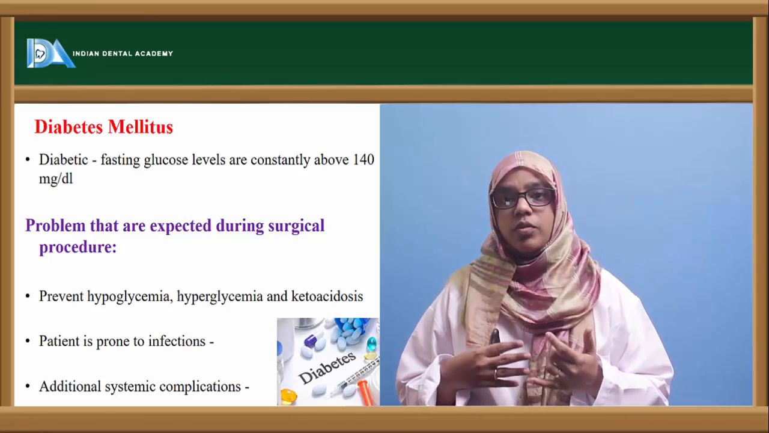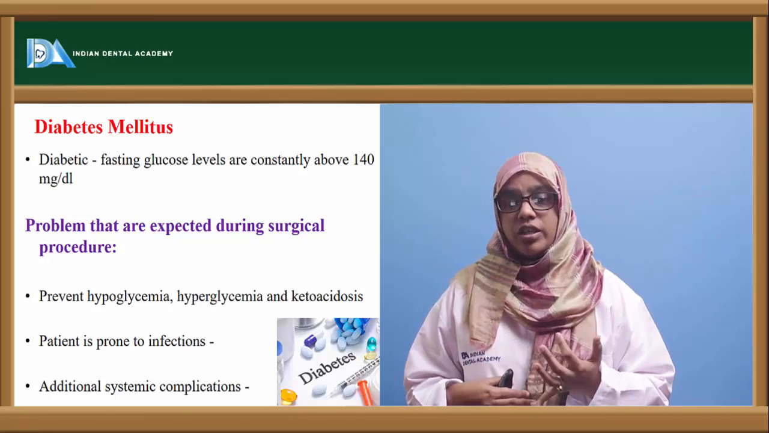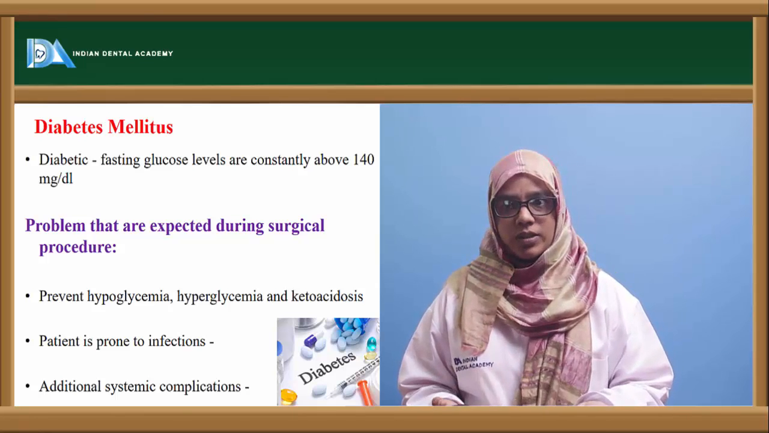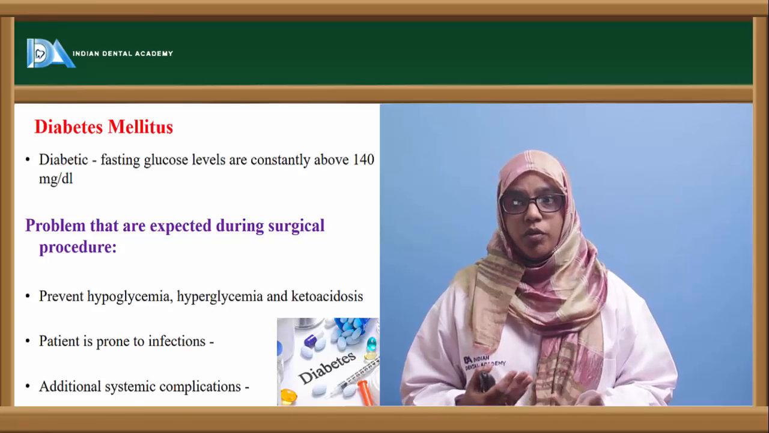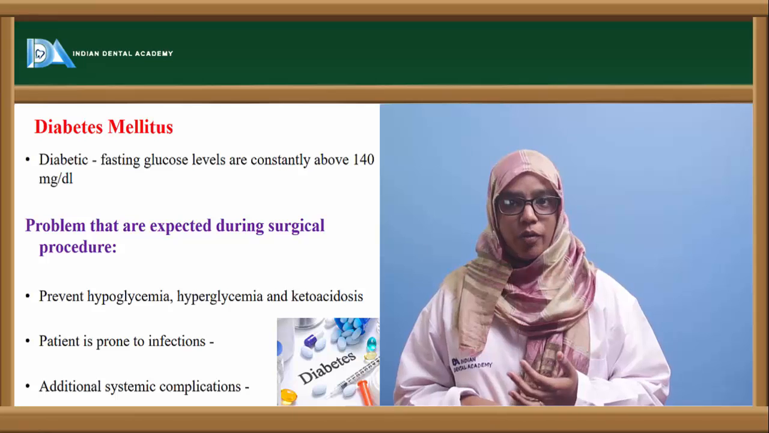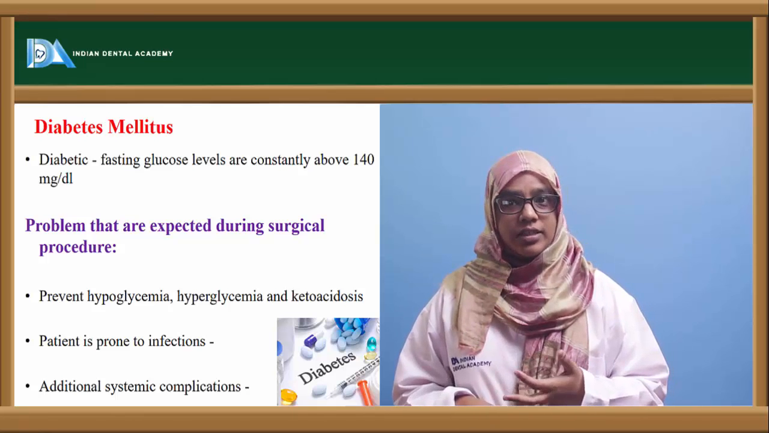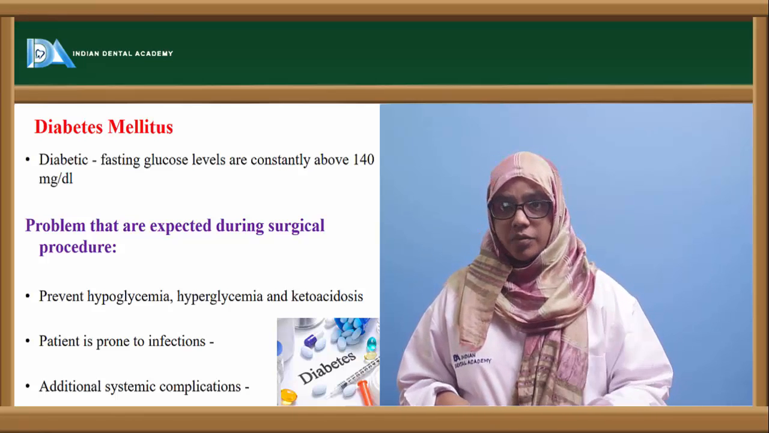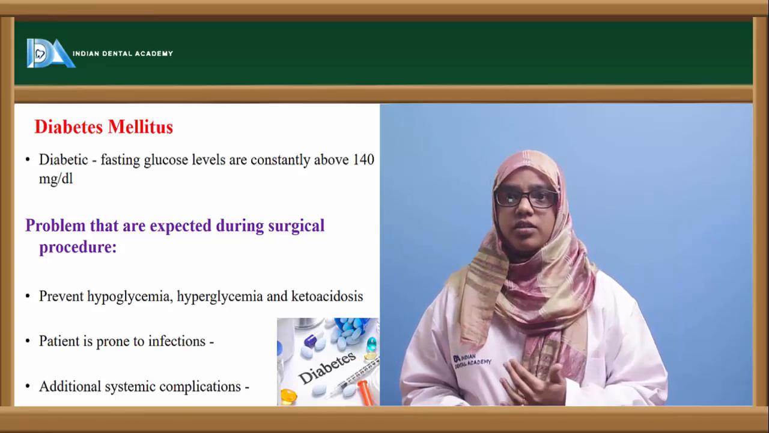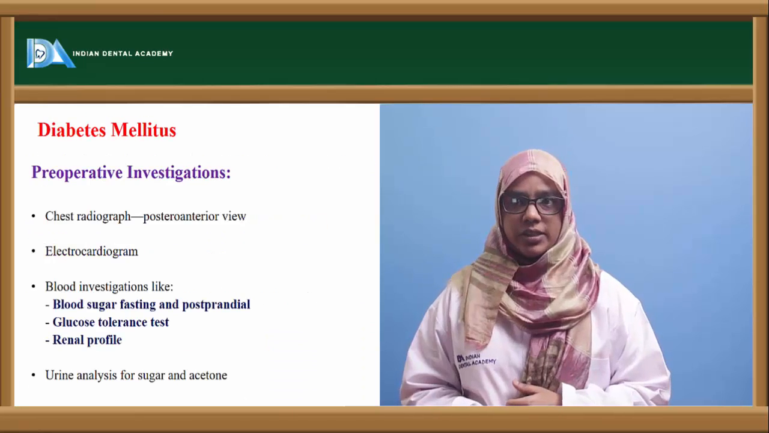The patient is more susceptible to infection. The patient can go into hypoglycemia, hyperglycemia or ketoacidosis. There are additional systemic problems associated with it. The patient can have cardiovascular problems, peripheral vascular disease, heart problems, renal problems, ophthalmic problems. So there are other systemic complications associated with diabetes.